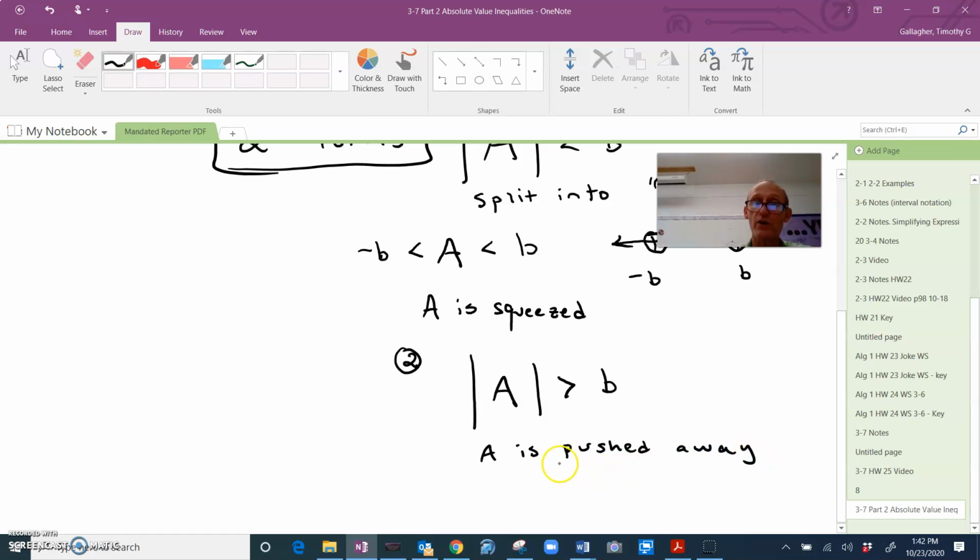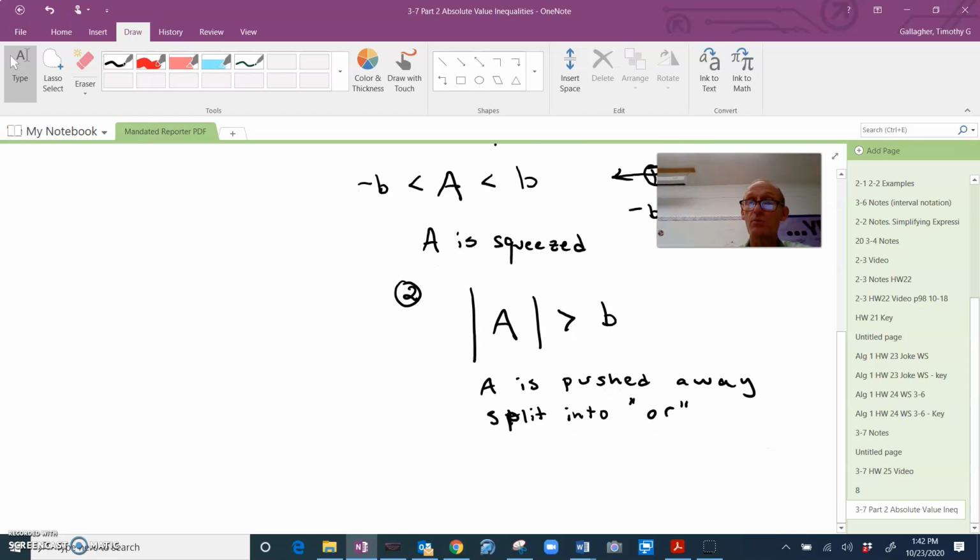So this turns into an OR problem. This is split into OR. Now, this is split into OR and the absolute value is dropped. So A is bigger than the positive B, or A is smaller than the negative B.